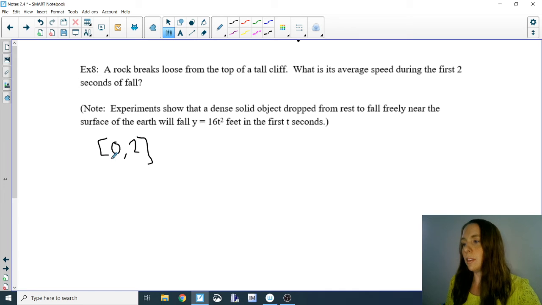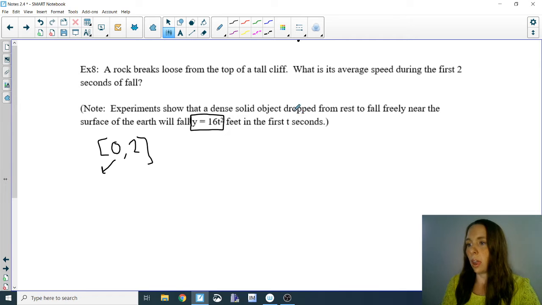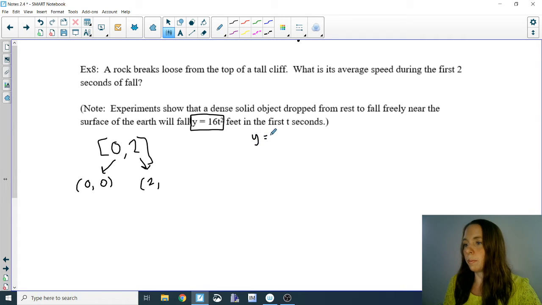Okay, and what we do from here is we set up 2 ordered pairs. So we're going to use this formula. y equals 16t squared is our function that shows the height versus time. And so if we have a time of 0, 16 times 0 squared gives us a height of 0. If we have a time of 2, we can find that the rock fell, what? 16 times 2 squared. 2 squared is 4. 16 times 4 is 64.